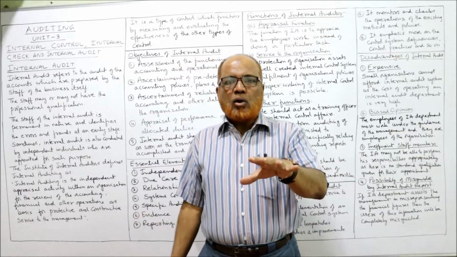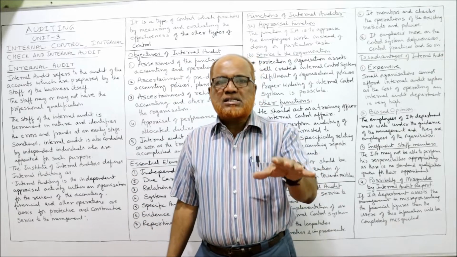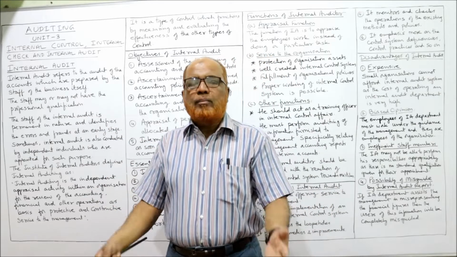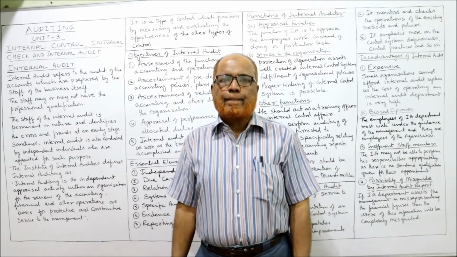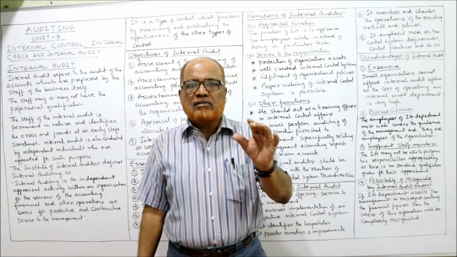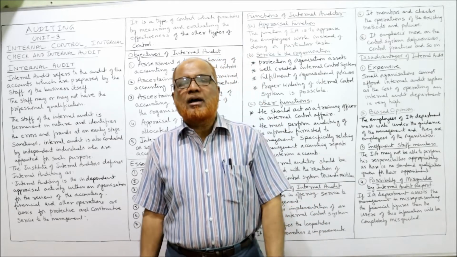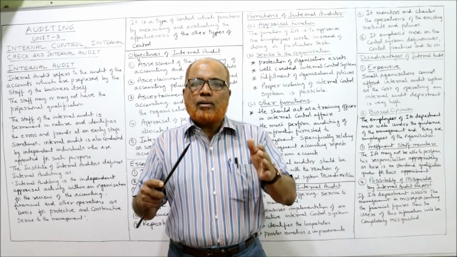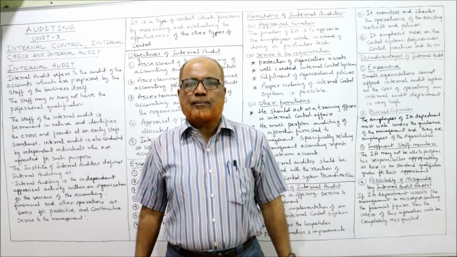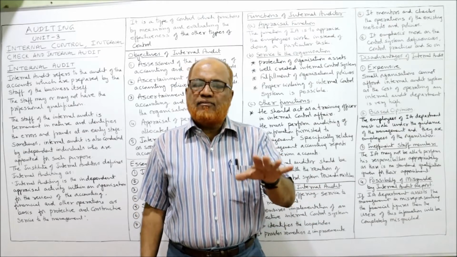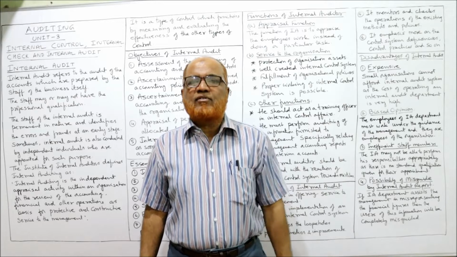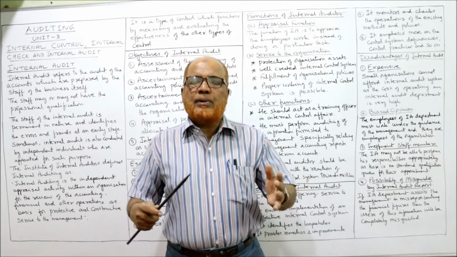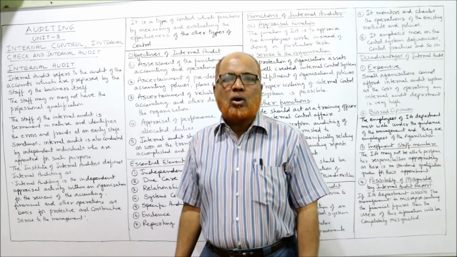So internal audit is the audit conducted by the staff of the business itself. The staff may or may not have professional qualification. The Companies Act has given specific rules regarding the qualification of an auditor, but these qualifications may or may not be there for an internal auditor. It is not necessary that every internal auditor must have professional qualification. Without professional qualification also, a person can act as internal auditor.